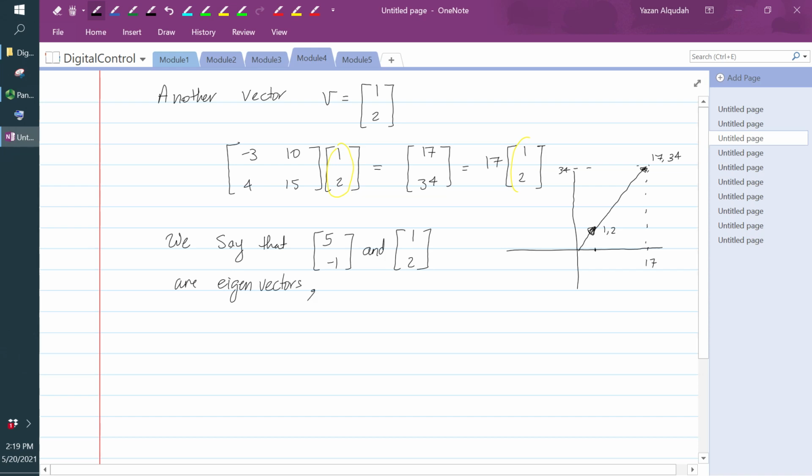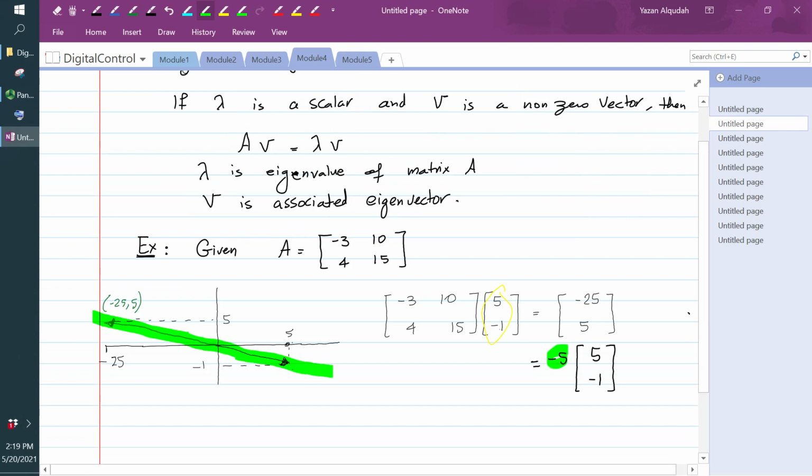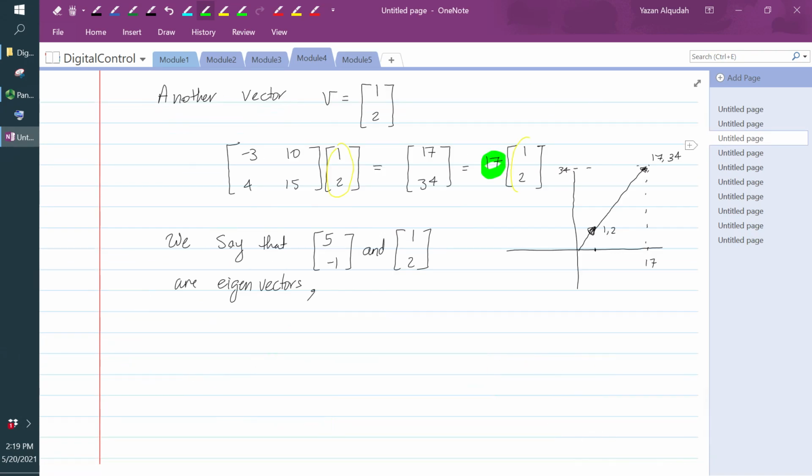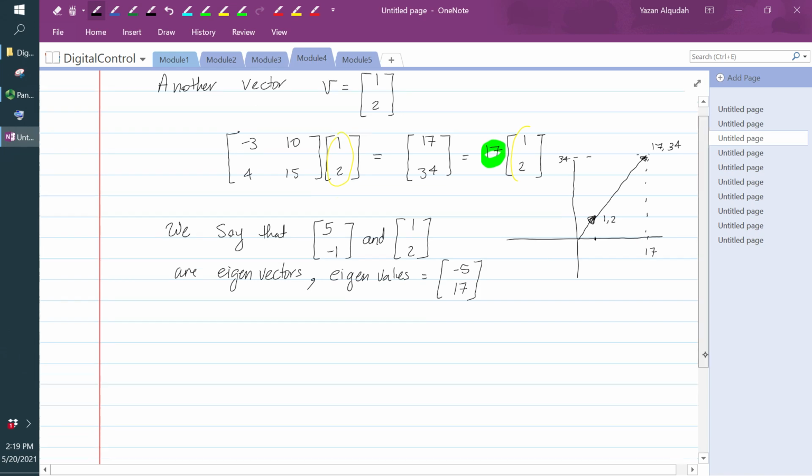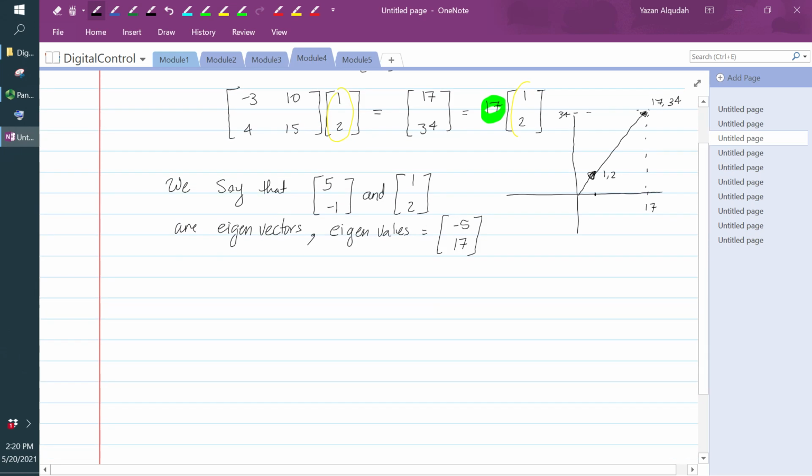And the values that we scale the resulting vector after the multiplication is what we define as the eigenvalue. So this 17 and in the previous page this negative 5 are my eigenvalues. So my eigenvalues are equal to negative 5 and 17. Together?